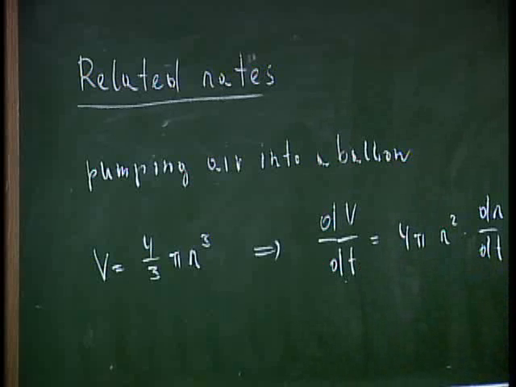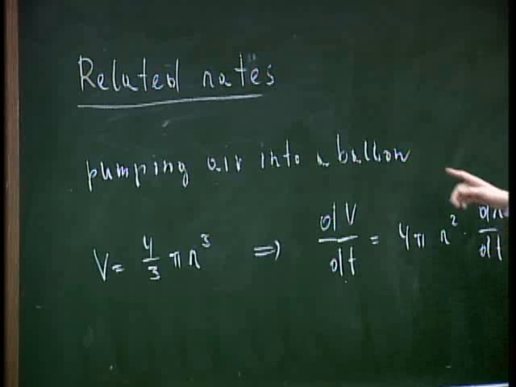Now this quantity, dV over dt, normally you know, because you know how much air is going into the balloon, for instance, every minute. You can measure this easily. And if you're interested in what is the rate of change of the radius when the balloon has already reached a certain radius, you can use this equation to compute this quantity.